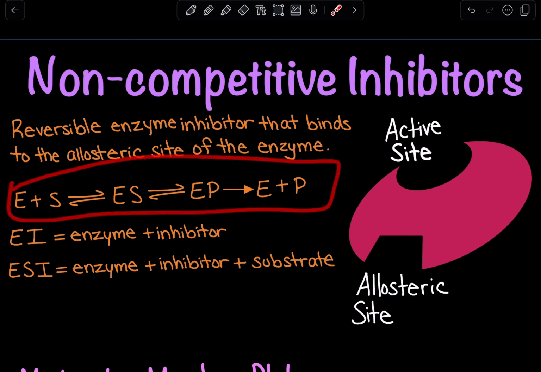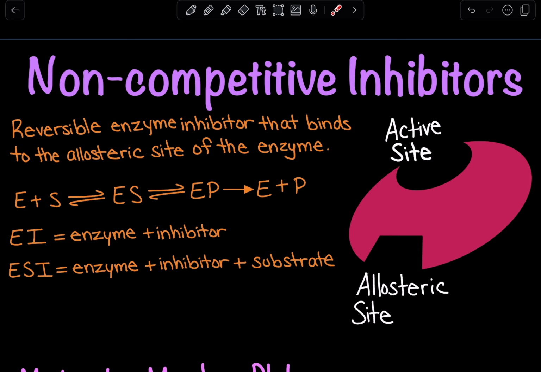At which point in this reaction will a non-competitive inhibitor bind? So a non-competitive inhibitor can bind to free enzyme, or it can bind to the enzyme substrate complex. So it can bind independently to either of these situations to form an enzyme inhibitor complex or an enzyme inhibitor substrate complex. And this is really important to understand, especially when we go on to learn about uncompetitive inhibition. And that is essentially non-competitive inhibition.